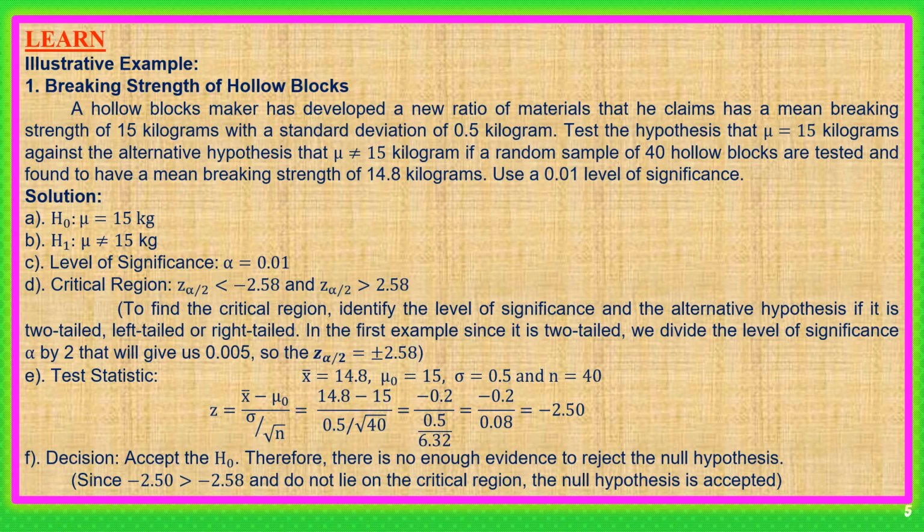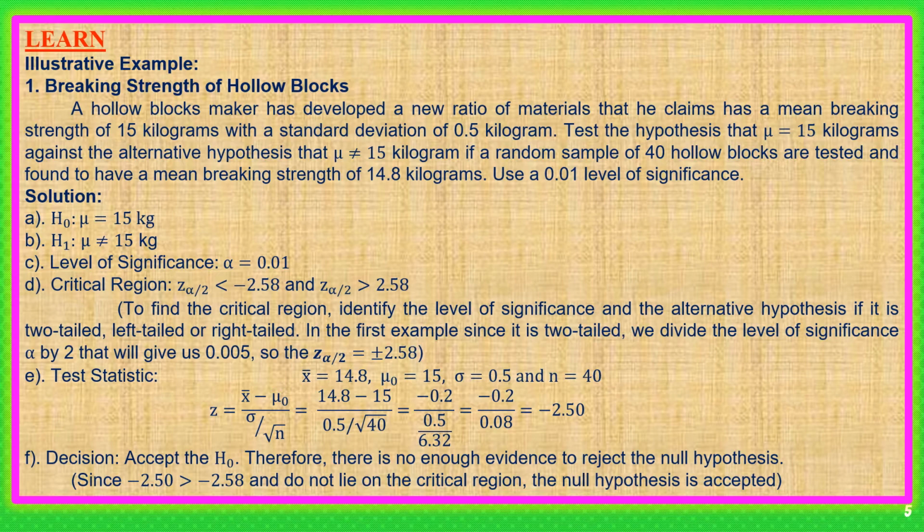In example number 1, so for the solution, our null hypothesis is mu equals 15 kilogram. Our alternative hypothesis is mu not equal to 15 kilogram. For the level of significance, we have alpha equals 0.01. For the critical region, you have z sub alpha over 2 less than negative 2.58 and z sub alpha over 2 greater than 2.58.